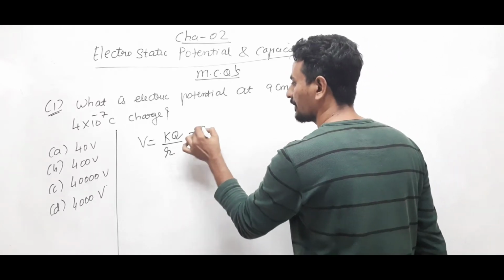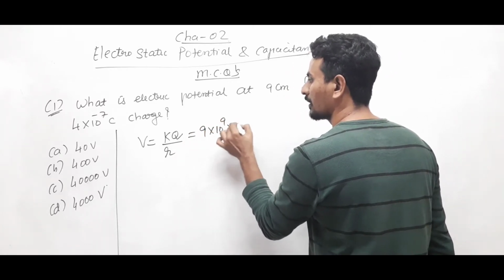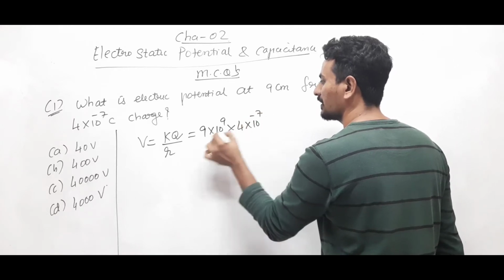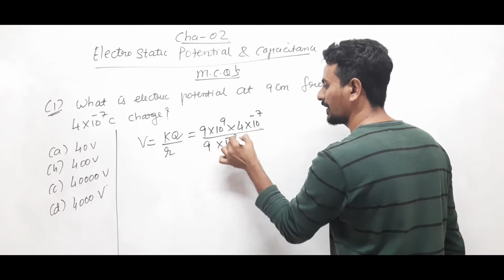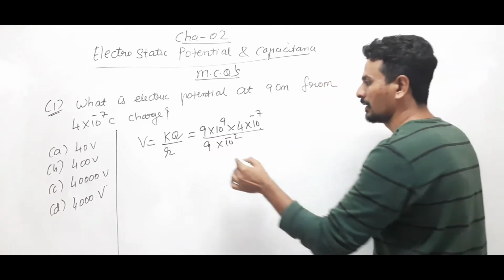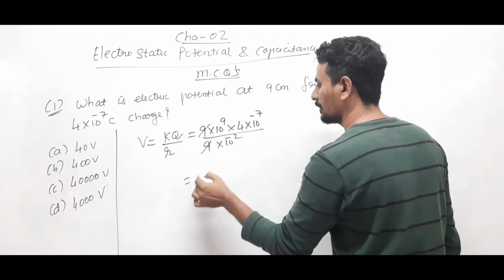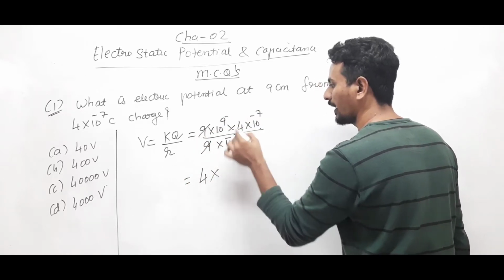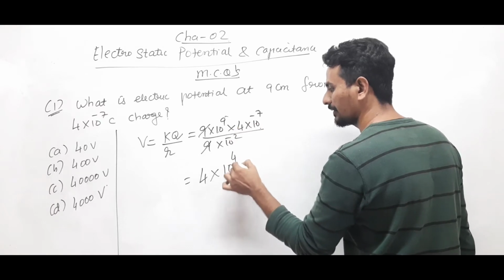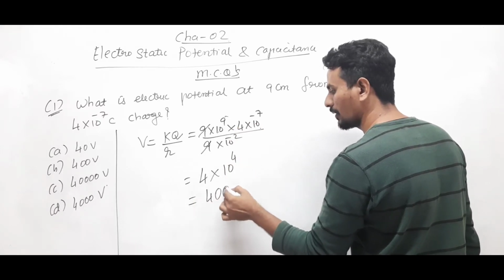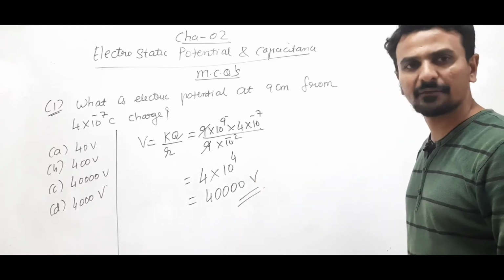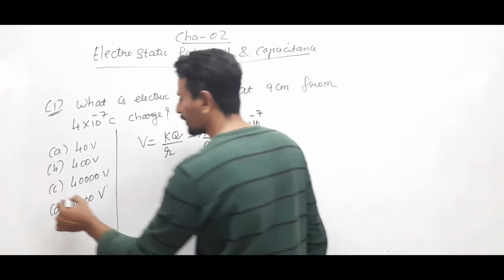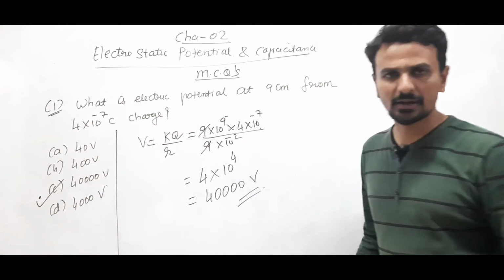Substitute the values. What is the value of k? 9 into 10 raised to 9. Q is given, 4 into 10 raised to minus 7, upon r, 9 centimeter, so that is 9 into 10 raised to minus 2 meter, right? 9 gets cancelled, so this will be 4 into 10 raised to 2 and this will be plus 2, so 4 into 10 raised to 4, so that will be 4, 1, 2, 3, 4 volt. Clear? We just have to use the formula for potential for a point charge. So this is your option. Clear? Done? Okay.